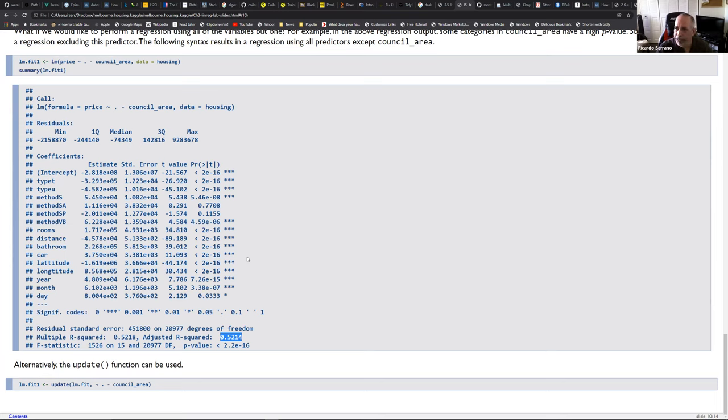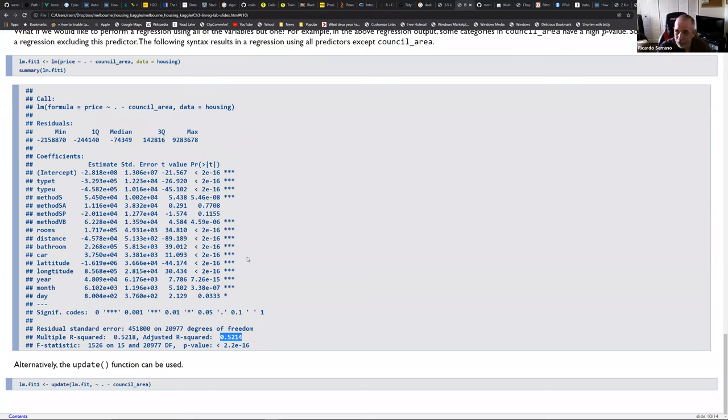The rule of thumb is that if you have something between 5 to 10 or higher, you should consider eliminating the feature or trying to combine it with another feature so you can lower that variance inflation factor.